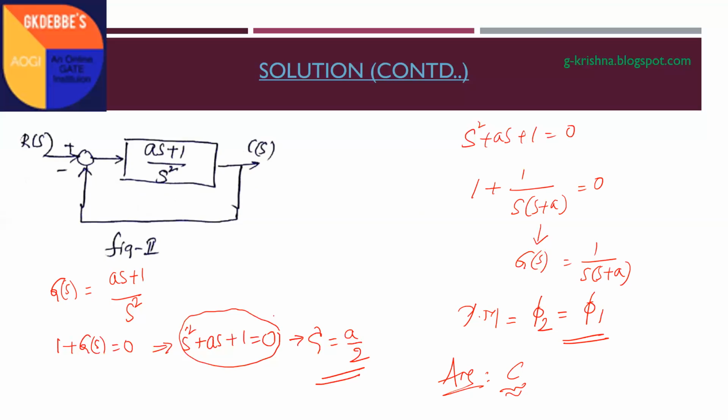Hence, the option will be C, that is, the phase margin of both the systems, the standard second order model and this (as plus 1) by s square model that I'm giving here, both will have the same phase margin. Hence the correct option is C.